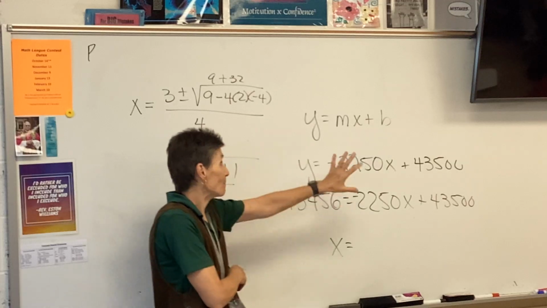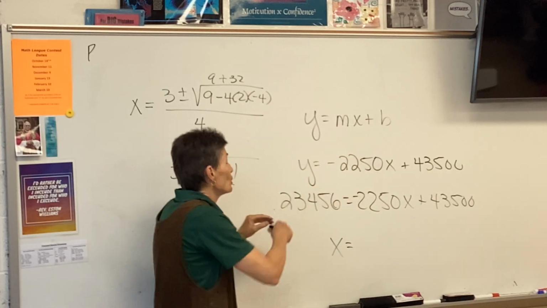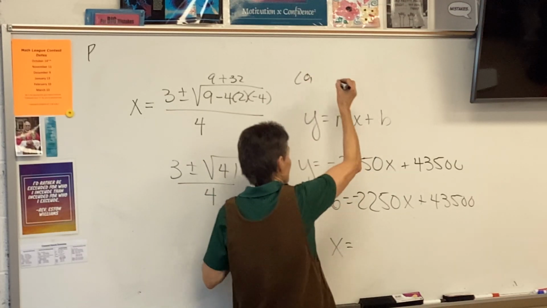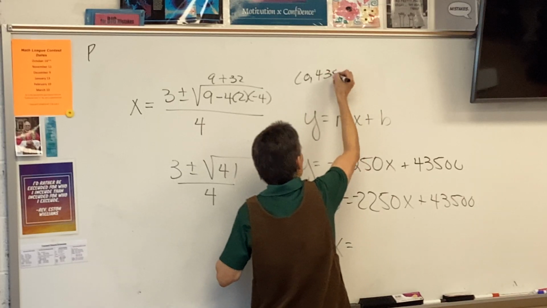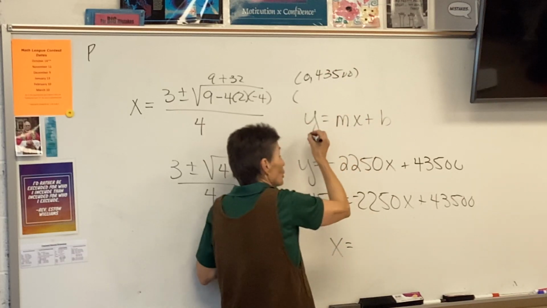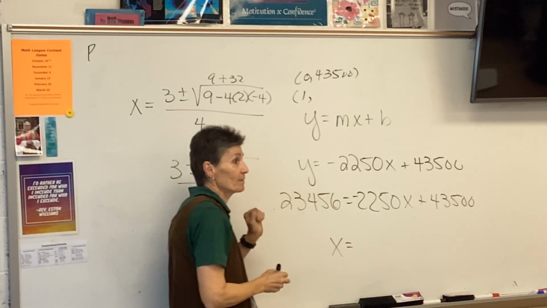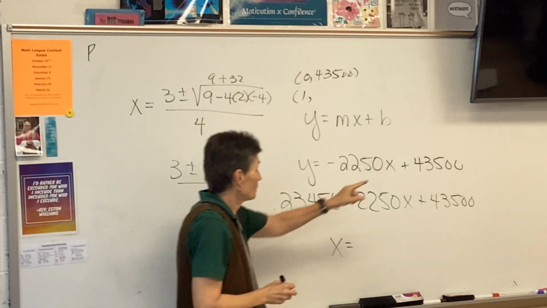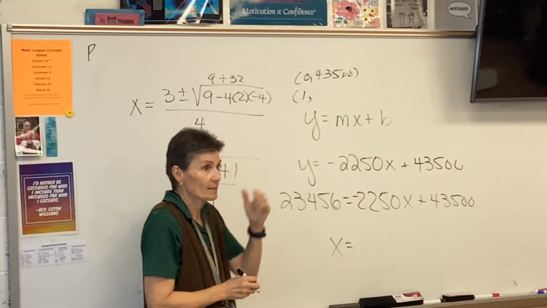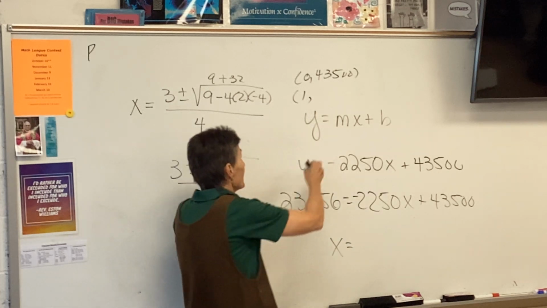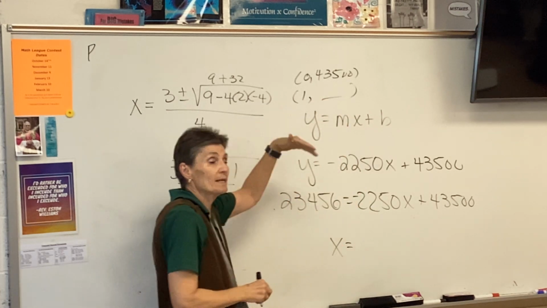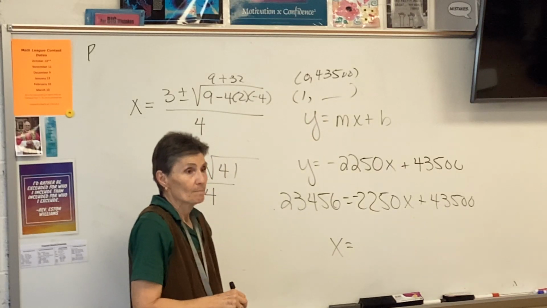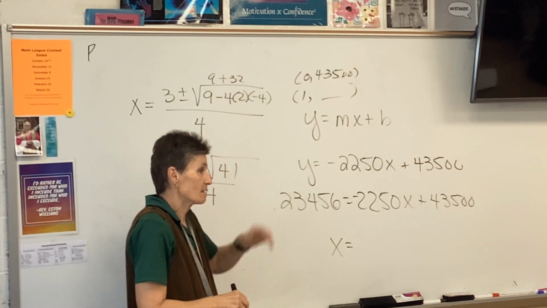Now, if that baffled you, you know that at time 0, this is the value of the car. Could you figure out the value of the car after 1 year? Yeah, it would be that minus 2250, right? Because it's going down 2250. And then once you figure that out, you can calculate the slope. If what I did makes sense.